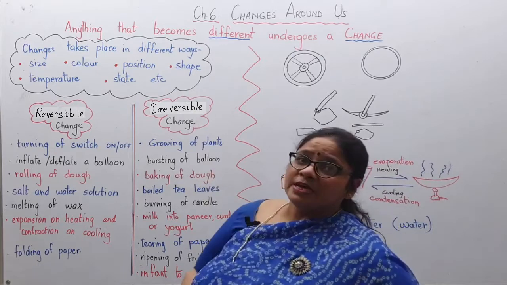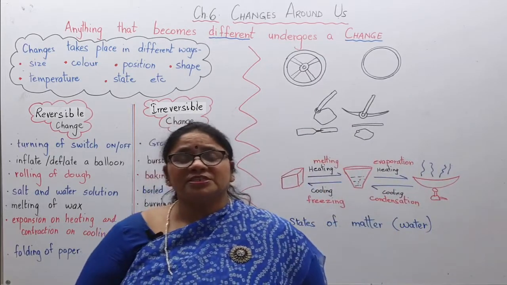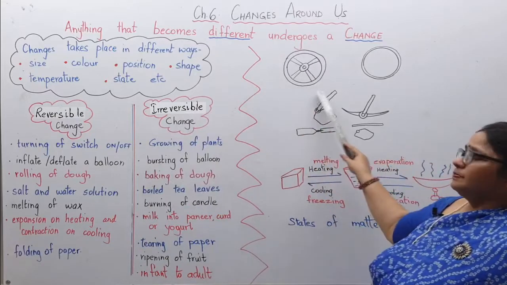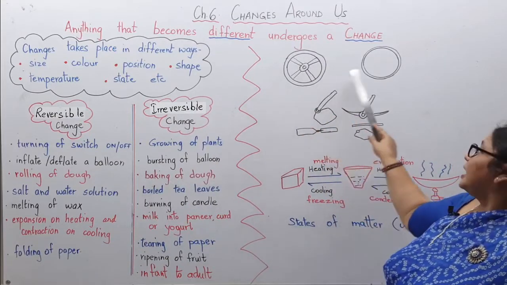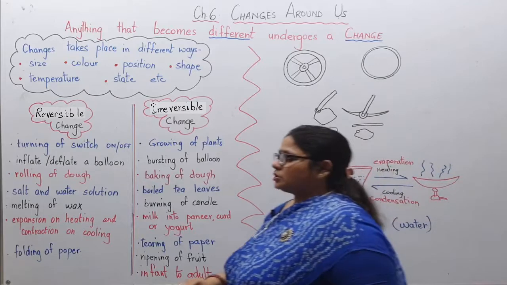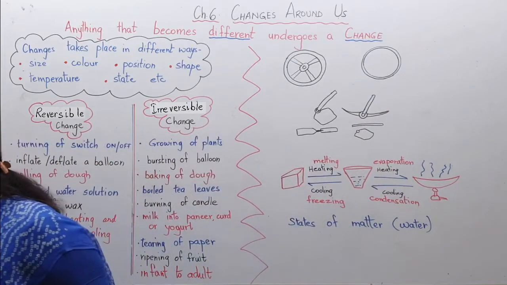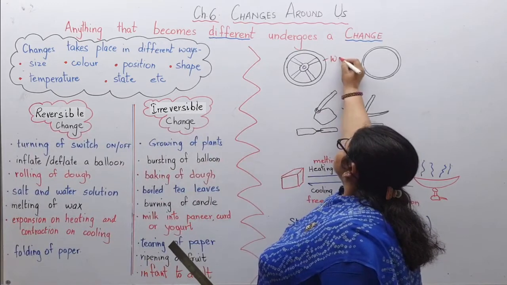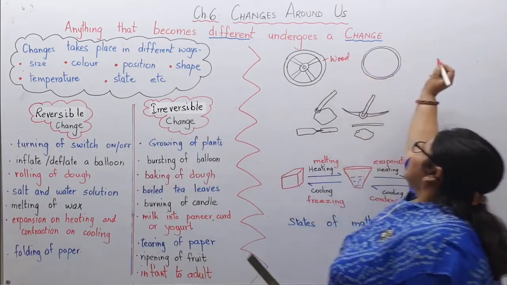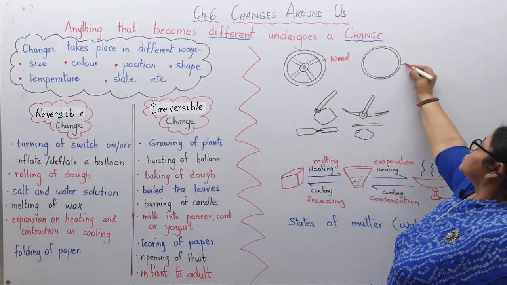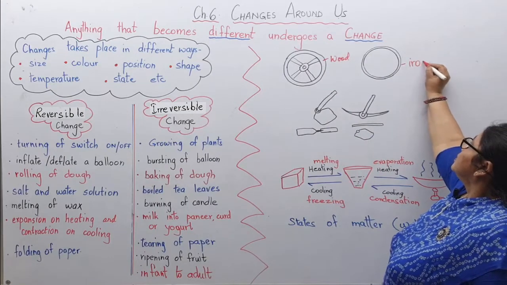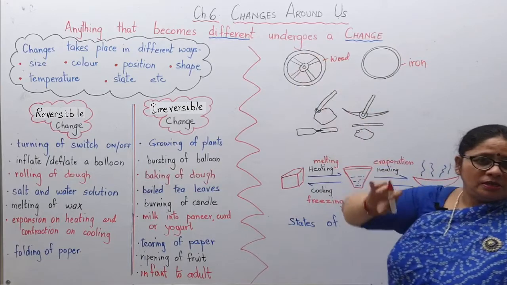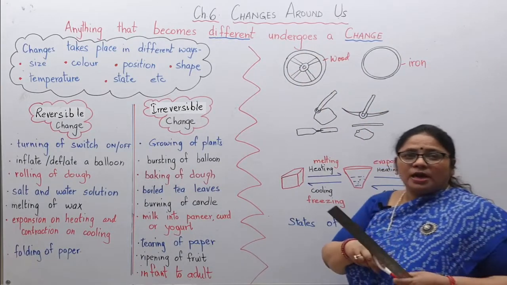In the same way, temperature. If you see the temperature, children, suppose you must have seen a wheel. Can you see here a wheel? And this wheel is made out of wood. Okay, and there is a ring made out of iron. So you want to fix this iron ring on this wooden wheel. How do you do that?